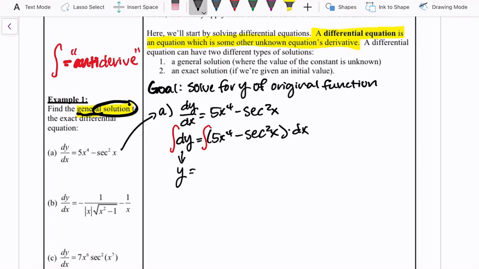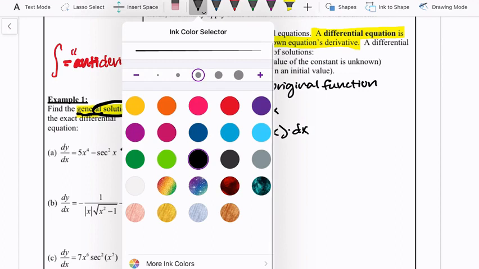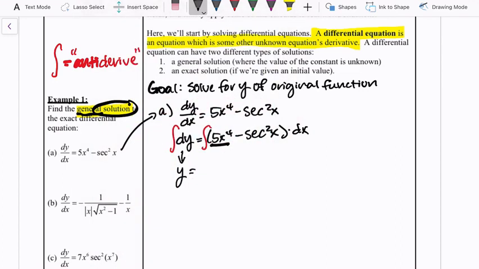Well, 5x to the 4th, that's like a power rule, right? We have to do that backwards. So I'm going to add 1 to the exponent, so that becomes 5, and then I'm going to divide by that exponent. Okay, we'll clean that up in just a second.